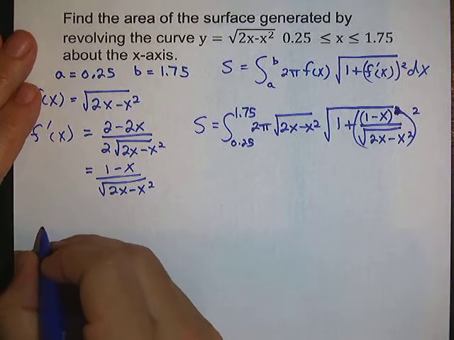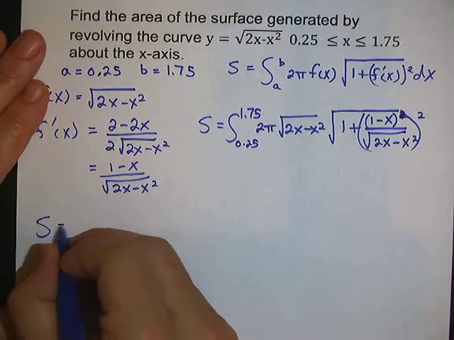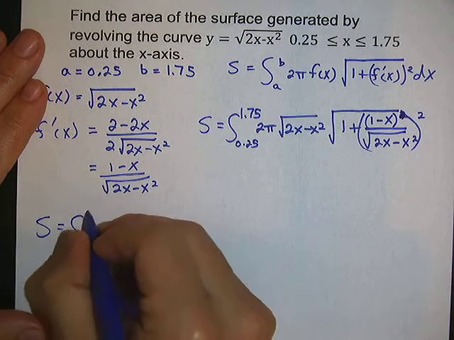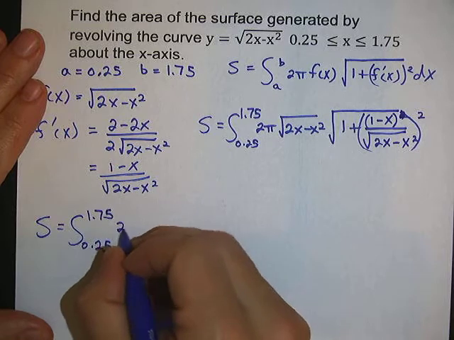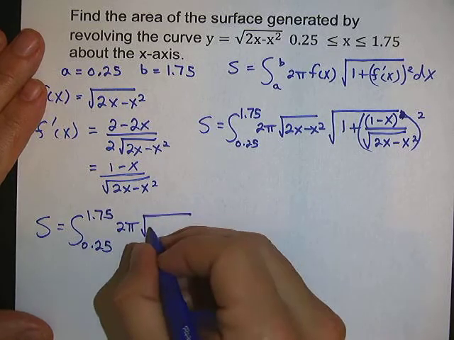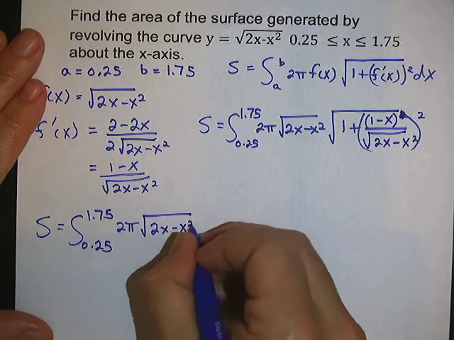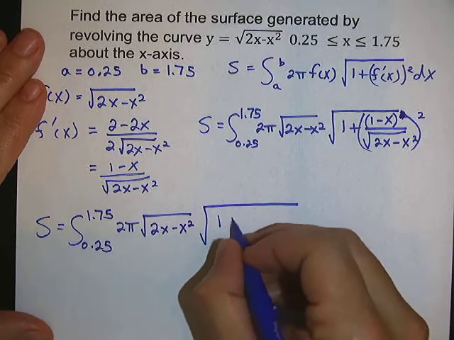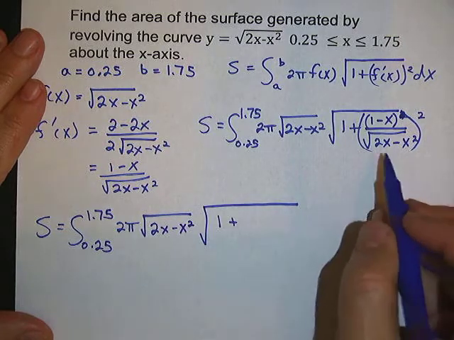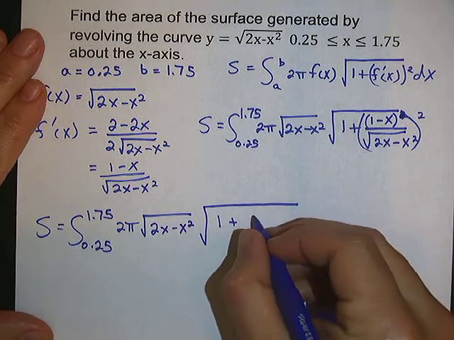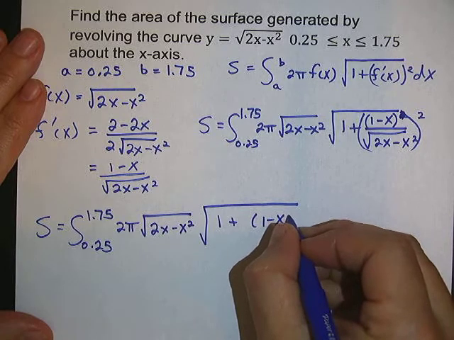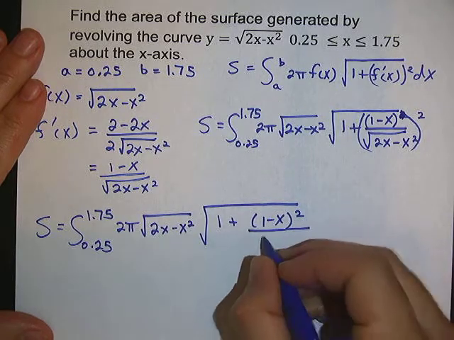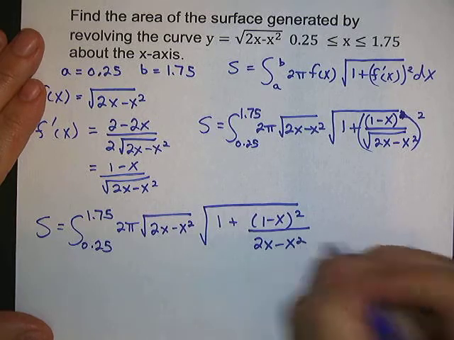So let's pop down here, a little lower, and rewrite this. So S is equal to the integral from 0.25 to 1.75 of 2 pi, square root of 2x minus x squared, and then the square root of 1 plus, let's keep that as 1 minus x for now in this step, squared. And then the bottom, the square and the square root will cancel. That'll give us 2x minus x squared.